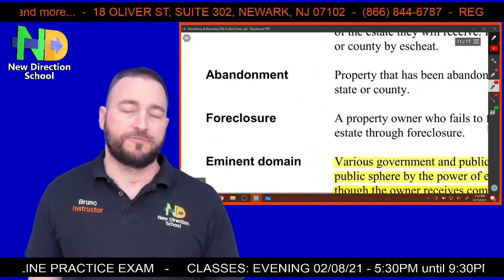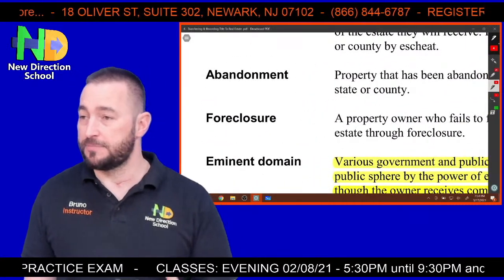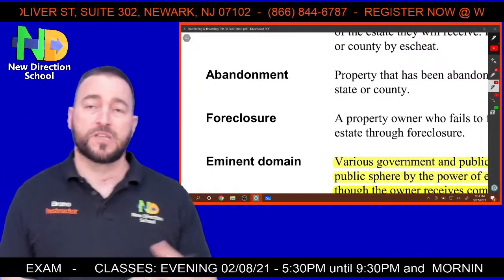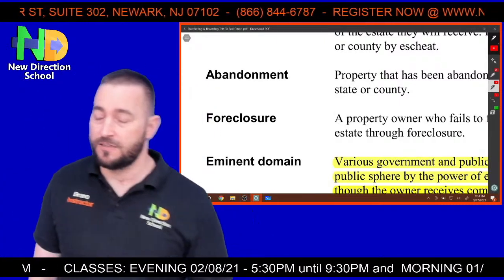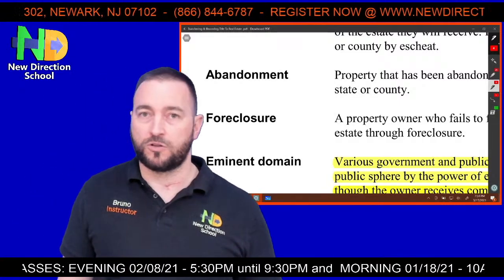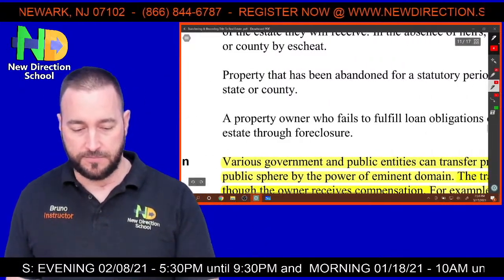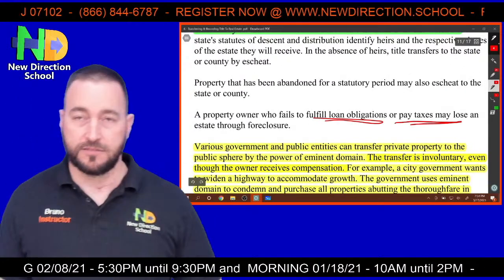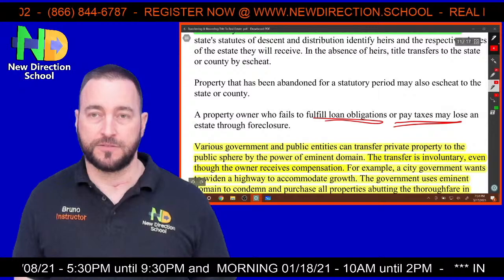Foreclosure, you failed to pay. Simple as that. You failed to pay the bills and they came and got your property. It could be a tax foreclosure. It could be a mechanics lien foreclosure. It could be a mortgage lien foreclosure. Foreclosure just means unpaid bill. So you did not pay a loan or taxes. You have unpaid bills. Okay?